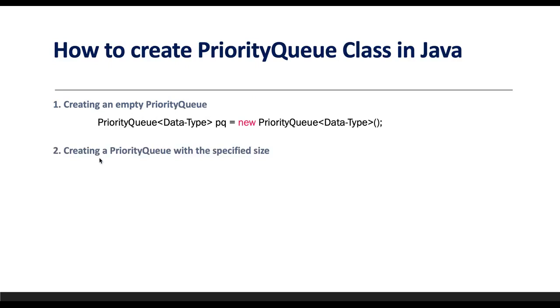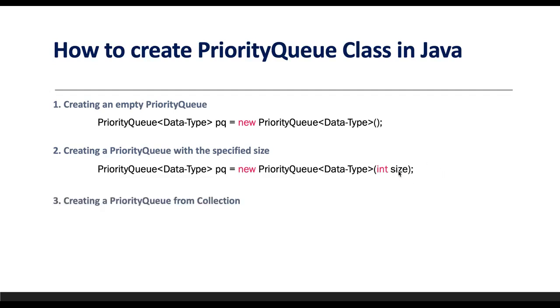Another way is creating the priority queue with a specified size also. There is another constructor provided by the priority queue where we can provide the size of the priority queue. So we can write PriorityQueue, then data type, then object equal to new PriorityQueue, and then the size of the priority queue. If we don't provide any size, Java internally provides some default size. But let's say we want to provide the size while creating the priority queue. This is the way we can create the priority queue and provide the size.